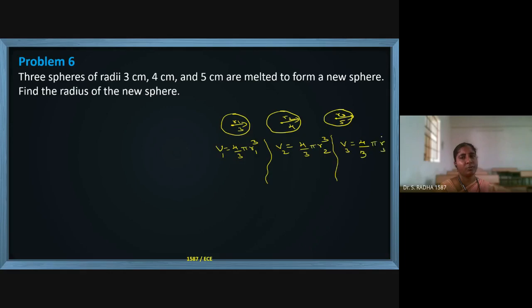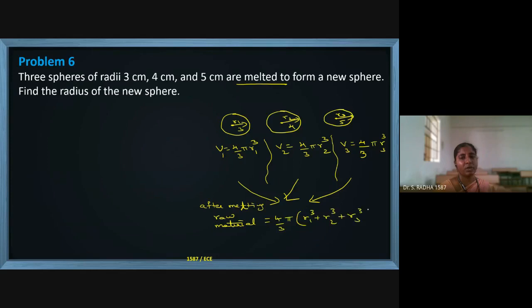And the third one's volume is 4 by 3 pi r3 cube. So first of all, they are melted and raw material is prepared. I am melting all of these. What is the total raw material obtained? Total raw material available after melting is nothing but 4 by 3 pi, r1 cube plus r2 cube plus r3 cube. This is the raw material available.